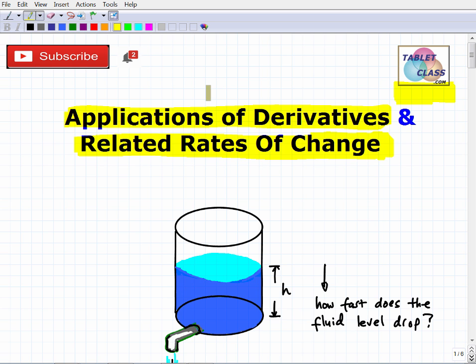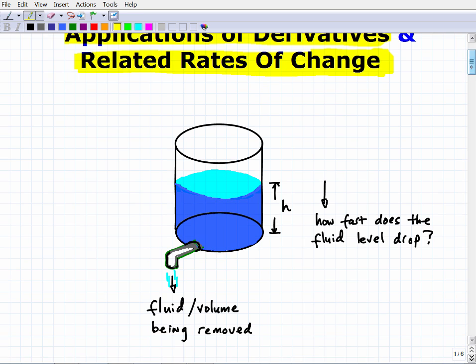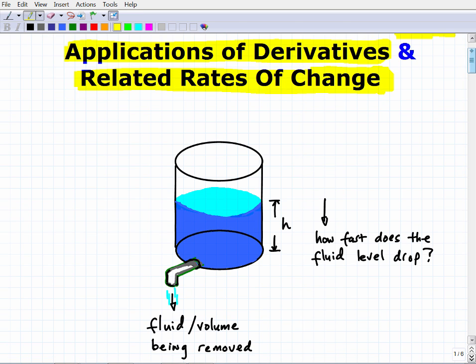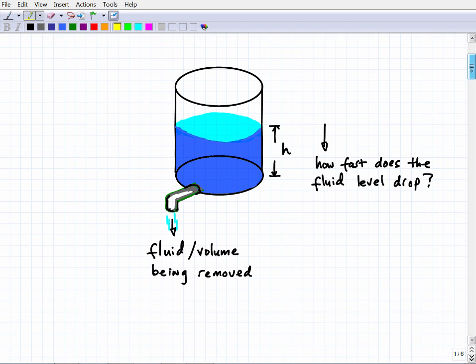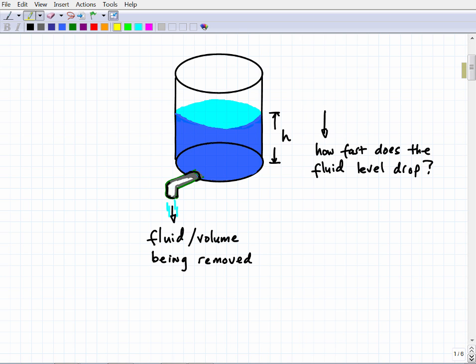But with that being said, let's get into this problem here. So, application of derivatives and related rates of change. Here is a very classic type of problem. Now, this isn't the problem in itself. I'm going to show you that here in a second, but it's going to be related to this scenario.